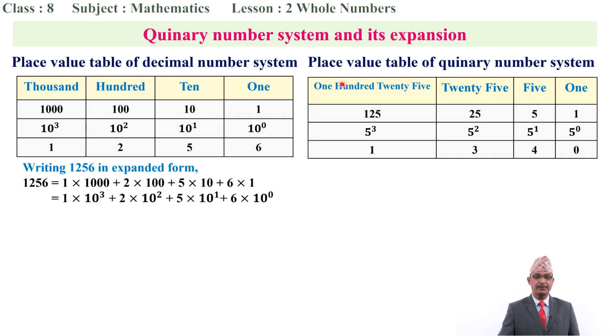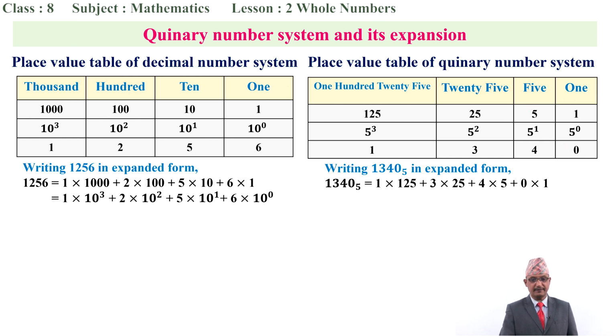In the same way, now we are writing 1340 of the quinary number system in expanded form. So how can we write? Look here, we have 1 times 125, 3 times 25, 4 times 5, and 0 times 1, we are writing the same. 1 times 125, exactly like the decimal number system, or you may compare it with the binary number system. 1 times 125, 3 times 25, 4 times 5, and 0 times 1.